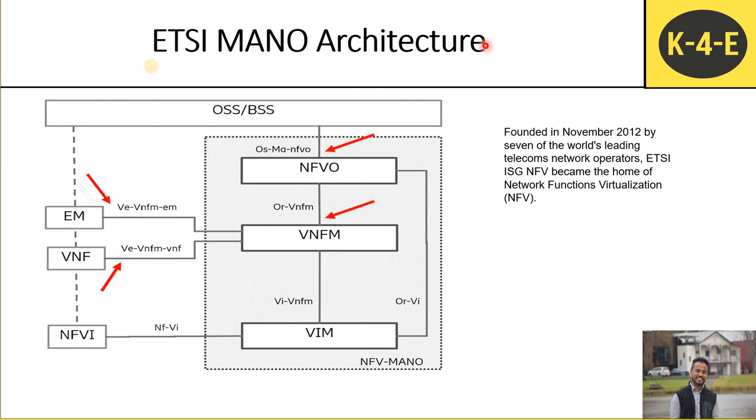So telecom has created this framework, which we call the ETSI MANO architecture. Now what is this ETSI MANO architecture? It was basically founded in November 2012 by seven of the world's leading telecom network operators. ETSI ISG NFV became the home of network function virtualization. NFV, network function virtualization. So let me explain each of the terminologies in detail. Don't look at this slide first. Let me first explain some basic things before we start this slide.